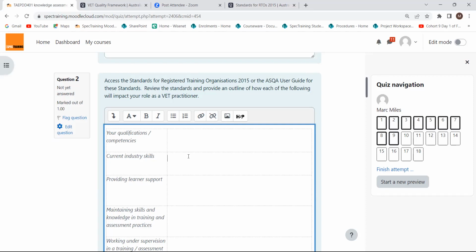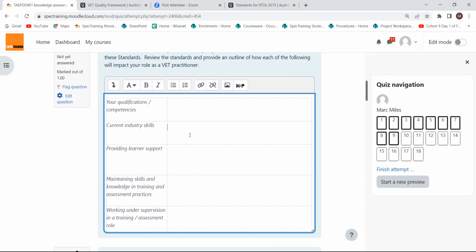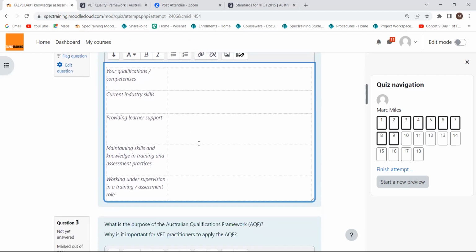All right, current industry skills. As a trainer and assessor, you must be able to demonstrate that you've got current industry skills and current industry knowledge. All right, so you can put that idea in there. Providing learner support.